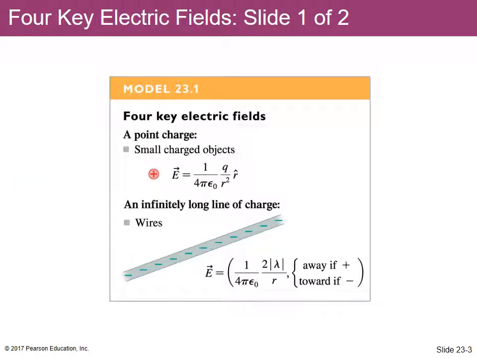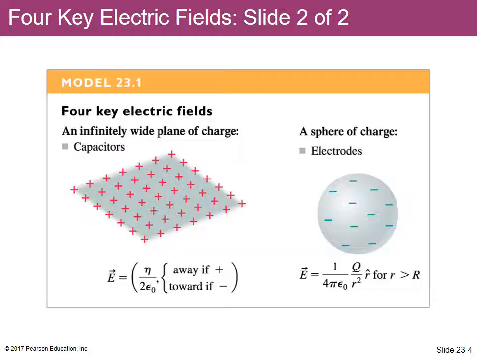Four common electric field models are the basis for our understanding of a wide variety of electric phenomena. The first two are a point charge and an infinitely long line of charge. We will develop the electric fields for these later. The next two electric fields are the electric field due to an infinite plane of charge and a charged sphere.